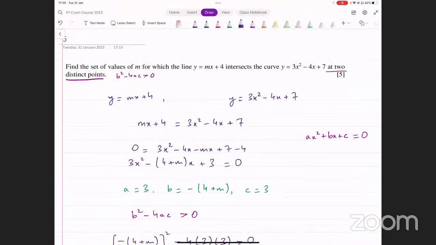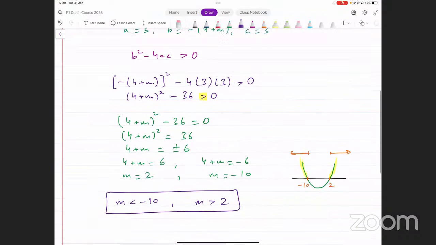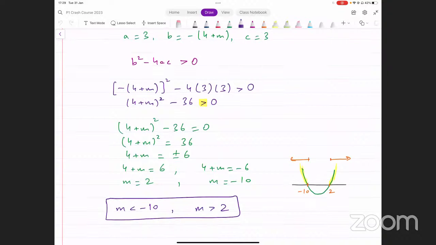Okay, I'm sorry, I got disconnected there. So these are the answers that we get from this: m less than -10 or m greater than 2.